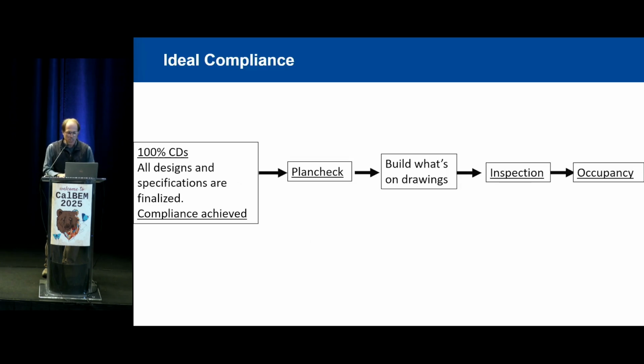Here's your perfect project cycle. Ideal compliance: 100% CDs, everything's perfect on the drawings, compliance achieved, paperwork done. The plan check, they build what's on the drawings, everything's perfect, inspection, and you get your C of O.